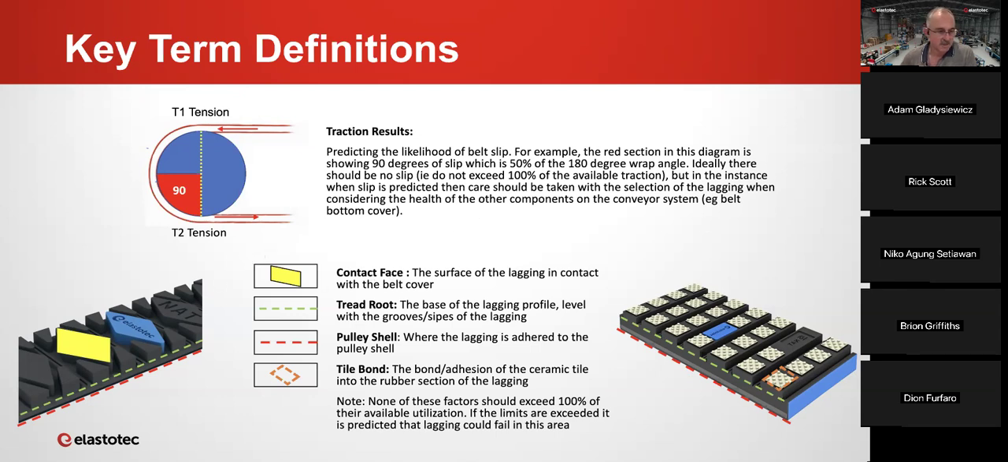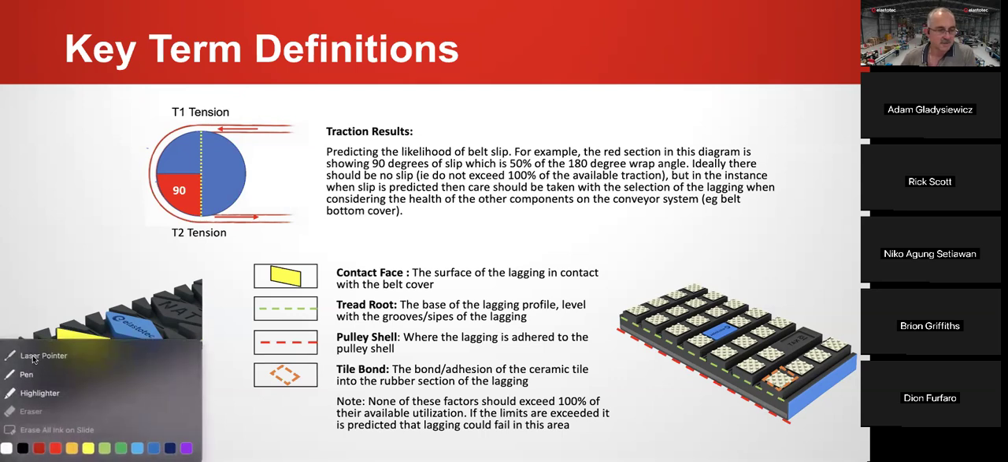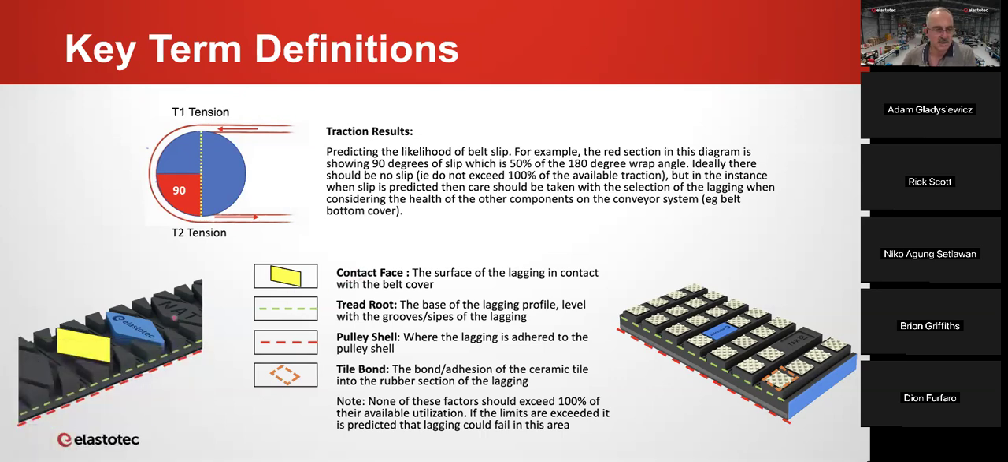If you can see my cursor. So we look at the contact face, which is this top surface of the lagging. We look at the tread root, which is at the base of the grooves of the lagging design. We look at the pulley shell interface. This is where this red line is. This is where the lagging's bonded to the pulley shell. And then we also look at the tile bond interface.